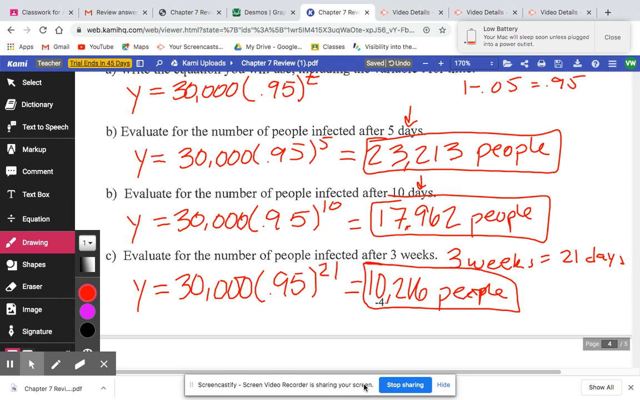That's 10,216. Again, if you want to debate using the decimal, that's fine.